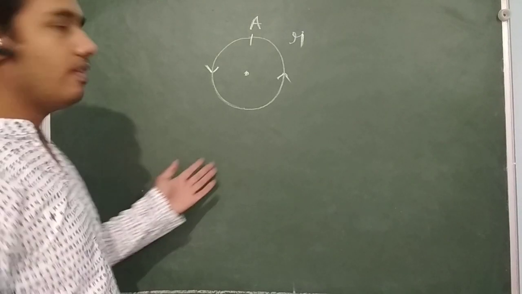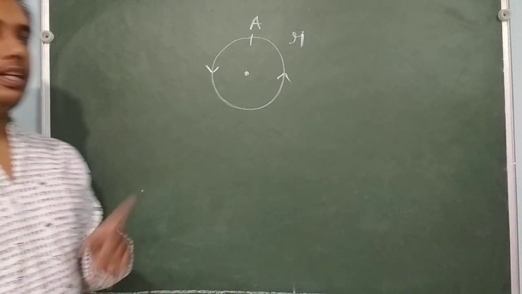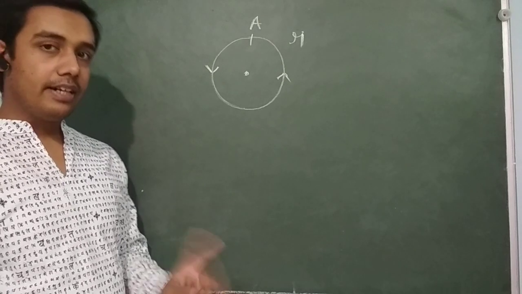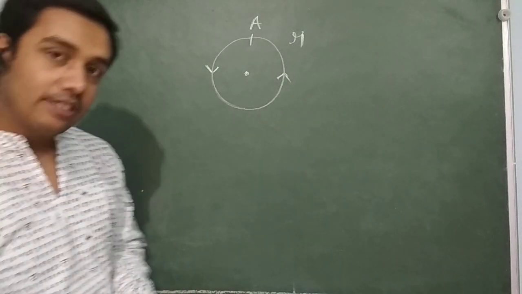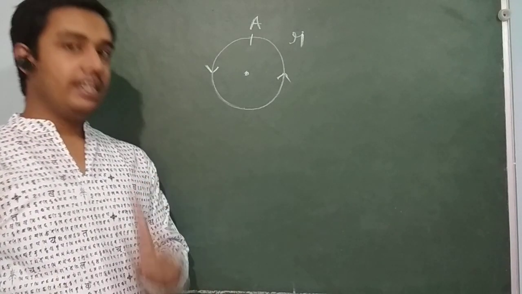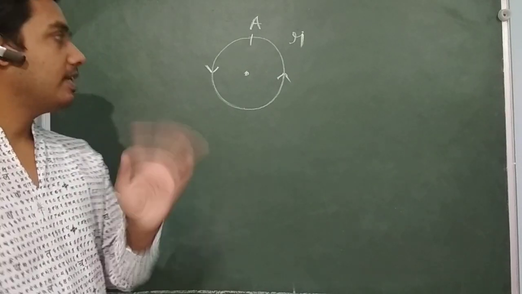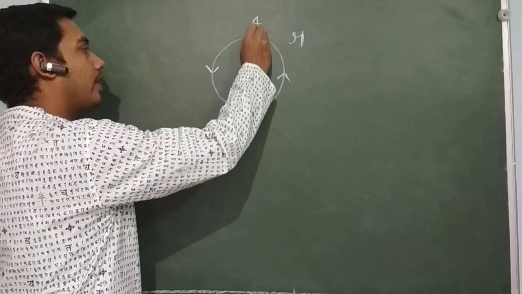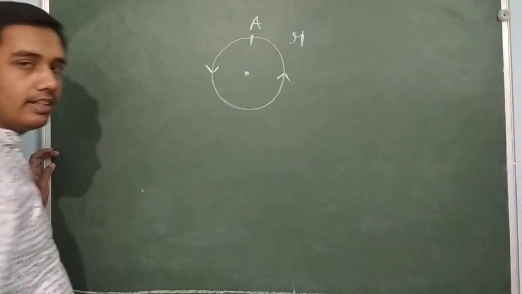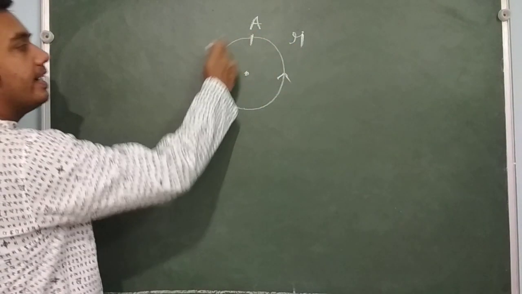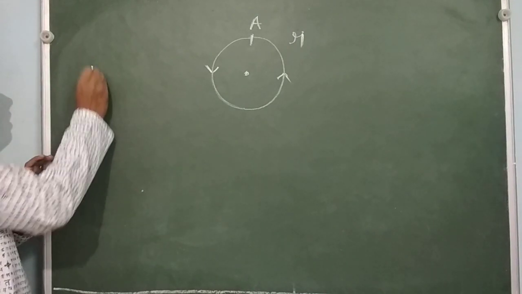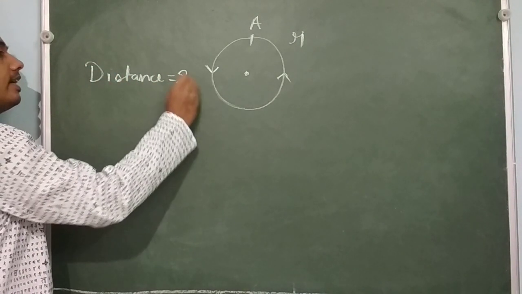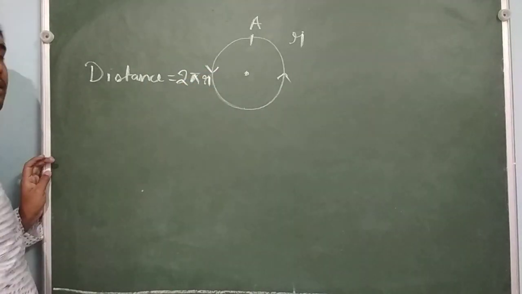Now see, we will study that I have told you that distance can never be zero if the object has moved, but for displacement, if the object has moved, the displacement can be zero. Very simple example. Again, we are taking a circular track. I am starting from point A. The radius of the circle is r. If I am completing one revolution, what is the distance traveled by me? That is equal to 2πr.